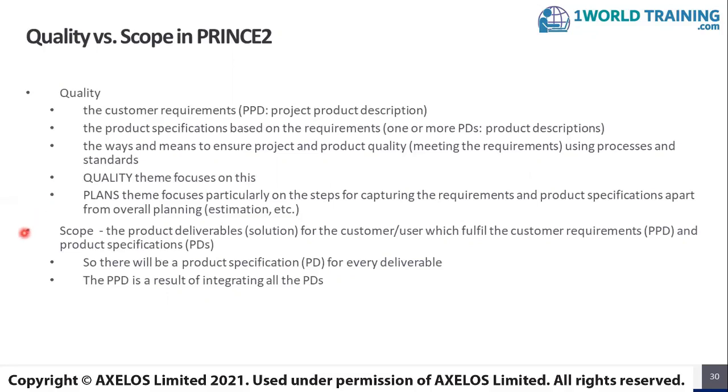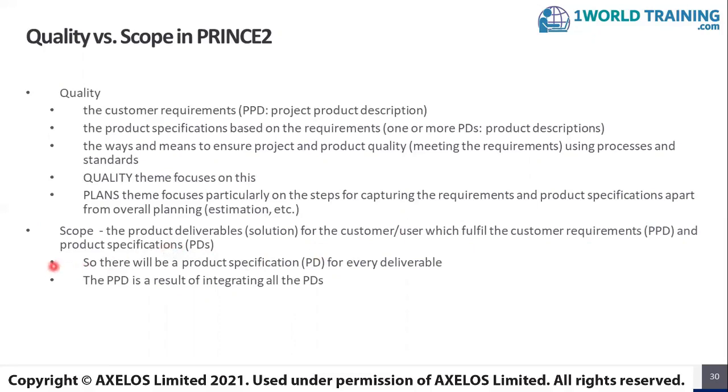The meaning of scope, on the other hand, are the product deliverables, the solution, which of course are based on the requirements and specifications. And these product deliverables or solutions for the customer or user fulfill the customer's needs. So on one hand, the customer's requirements are captured in the product description through the customer's quality expectations and the acceptance criteria. And on the other hand, those are broken down into individual product specifications or product descriptions with the quality criteria and the quality methods, quality responsibilities, and so on.